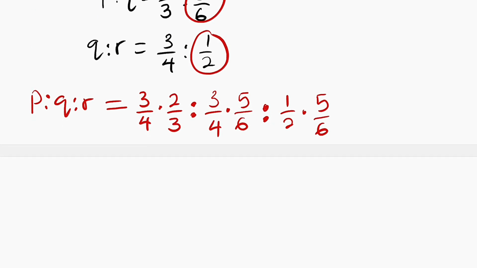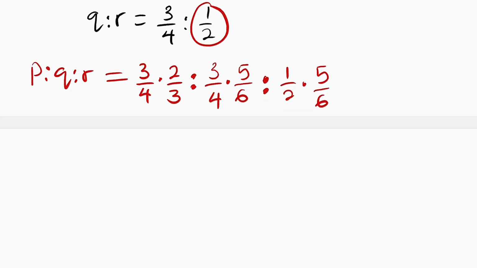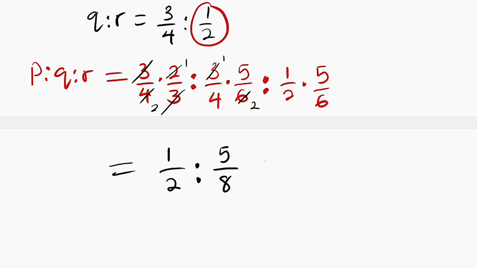So let me simplify. From here, you can see that 3 cancels 3 and 2 can go into 4 2 times. So we have 1 divided by 2 here. Too, 3 can go into 3 1 time and it can go into 6 2 times. So we have 5 divided by 4 times 2, 8. So we have 5 over 8 here. And the last one, we have 1 times 5 is 5 and 2 times 6 is 12. So this is the ratio of P to Q to R.